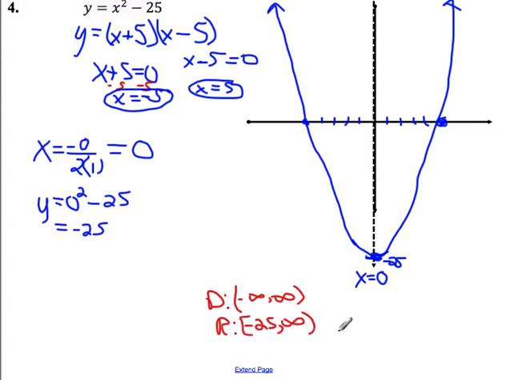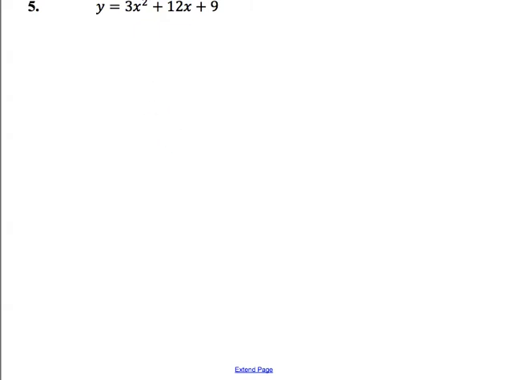And let's just talk about, I think some of these questions ask you max or min. This is a minimum, right? So the minimum value is negative 25. So you can write that too if you need to. Should we do one more in this video? I think so. Let's do one last problem, and then I'll do another video if you want to take a break.